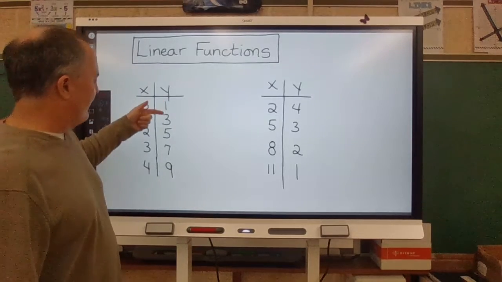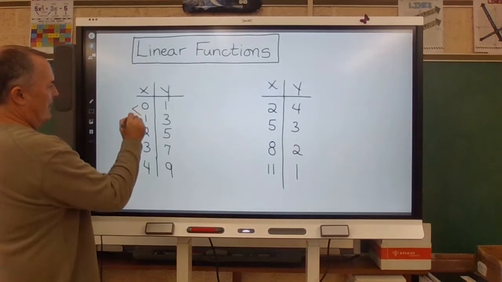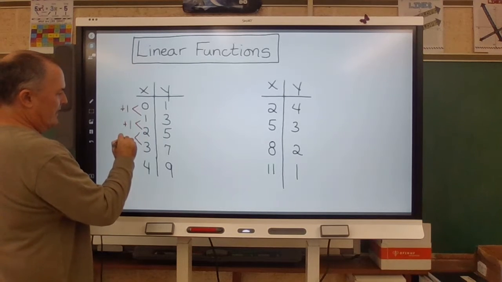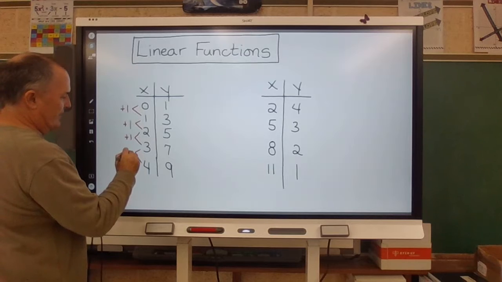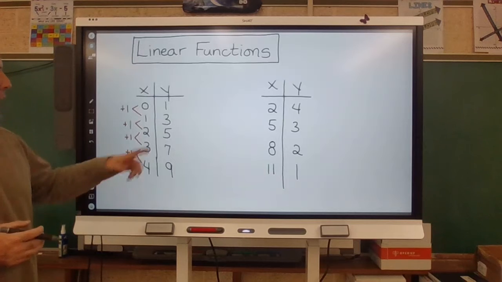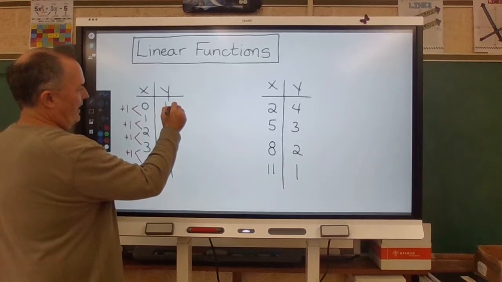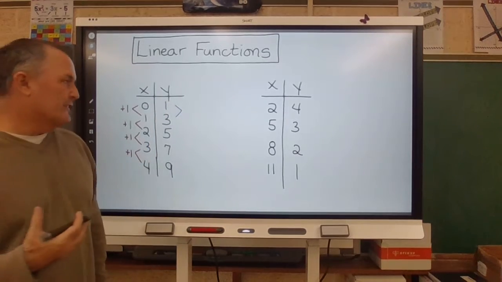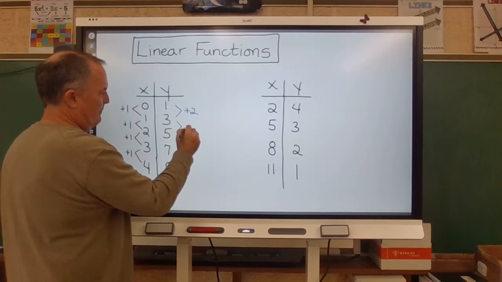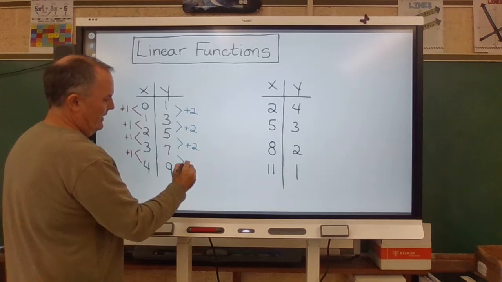So we want to look at the different outputs. The inputs pretty much stay the same. If I go down the inputs, when I go from one input to the next, I'm basically adding one every single time. And that's pretty consistent. Nothing changes here. However, on the outputs, if I look at the difference, how much it actually changes, this is going to go up by 2, and that goes up by 2. That will also go up by 2. And that will go up by 2.